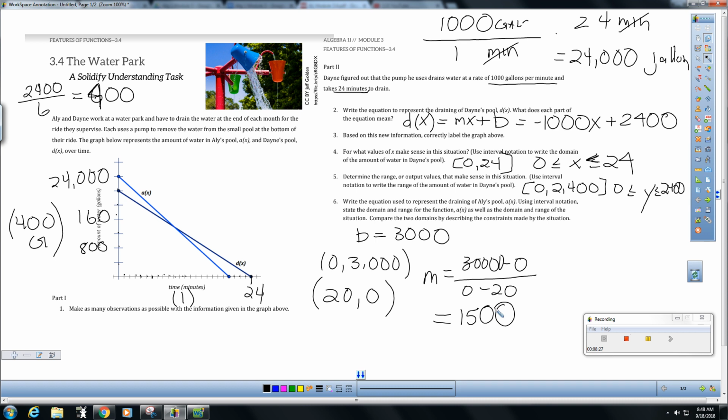Okay, the range, or the domain for the x's will be x goes from 0 to 20, and y goes from 0 to 30,000.